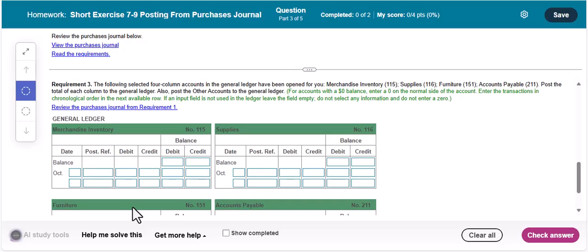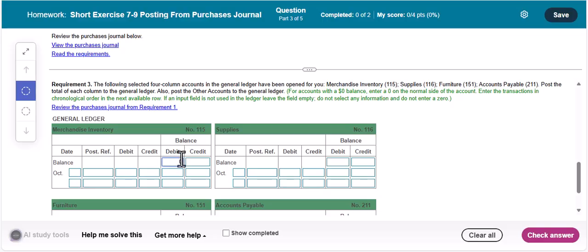So we're going to have to look up here to see if we have any previous balances, and none of these accounts have any. And then we need to keep in mind for accounts with a 0 balance, so all of these, we enter a 0 on the normal side of the account. Remember, normal balance just means a plus side. So let's look at inventory, which is an asset. So that is going to be a 0 balance here as a debit.